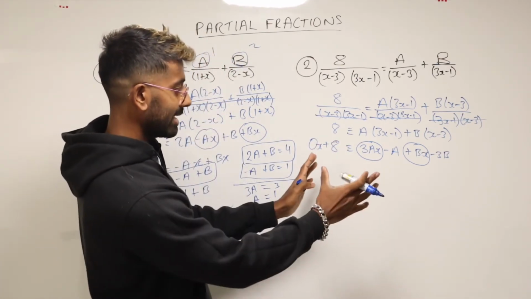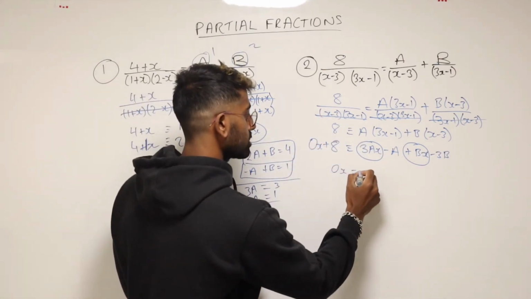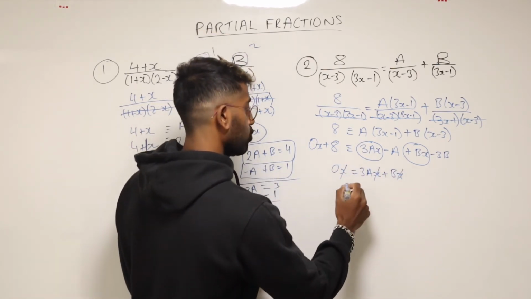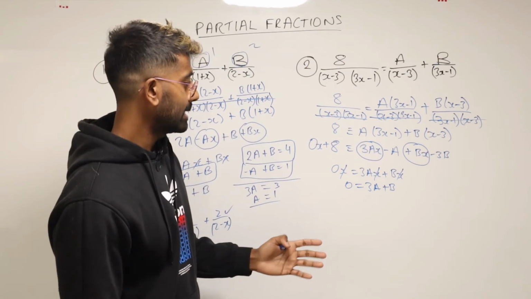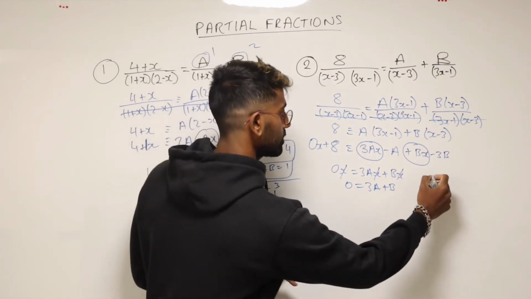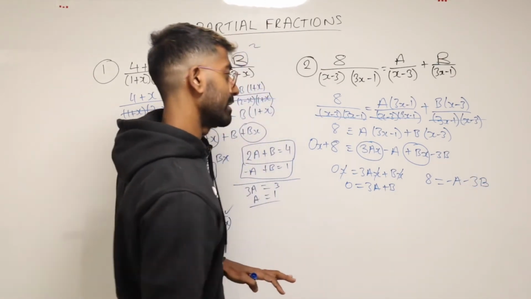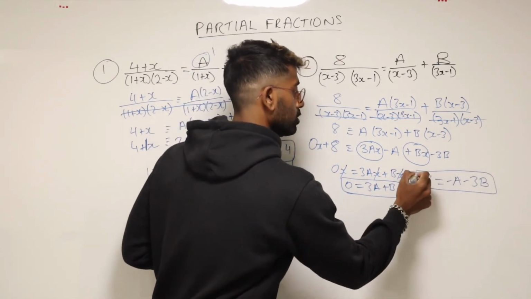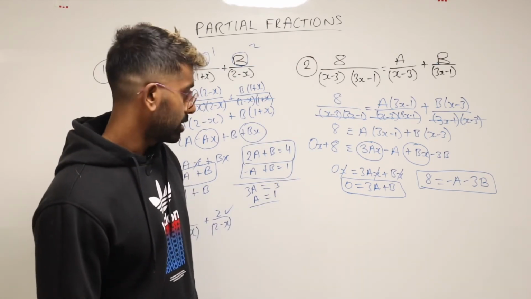And so let's take the x terms on the left, x terms on the right, set them equal to each other. So you've got 0x is equal to 3ax plus bx. Remember, they've all got an x, so we can say it's just 3a plus b. And there we go. Now, let's do the same with the constants or the numbers. So you've got 8 on this side. Let's write that over here. 8 is equal to minus a minus 3b. Okay, there we go. So we've now come up with two equations again that we've got to solve simultaneously to find out what a and b actually are.